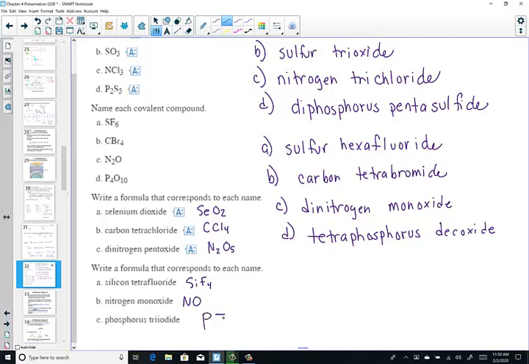Phosphorus triiodide. There's a double vowel. It sounds better. Triiodide. The iodine is part of the word of the element. Triiodide. As a matter of fact, there's 3 vowels in that word. It just takes practice to remember what sounds best. Triiodide, PI3.